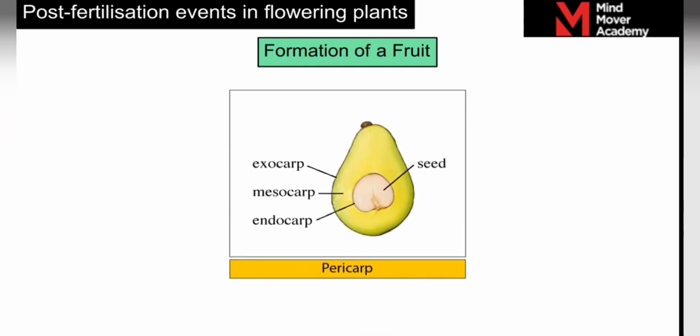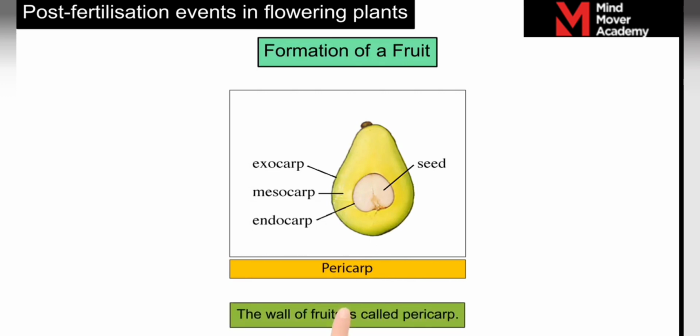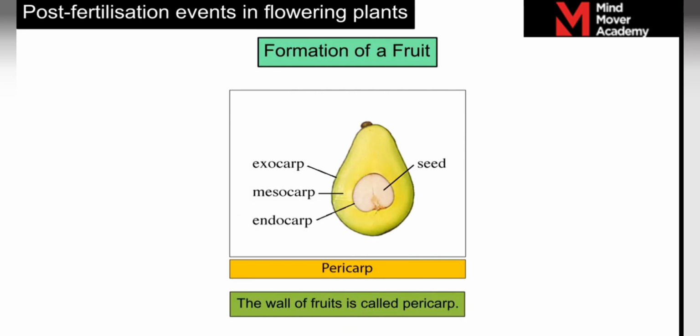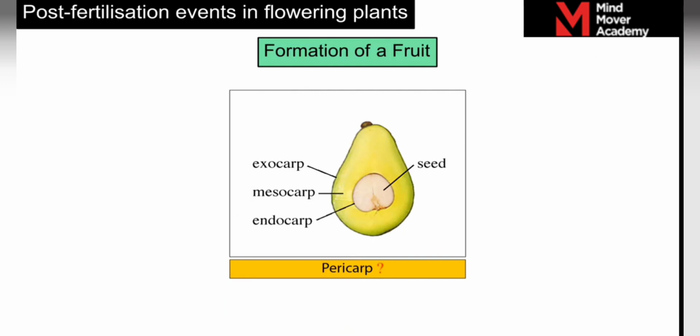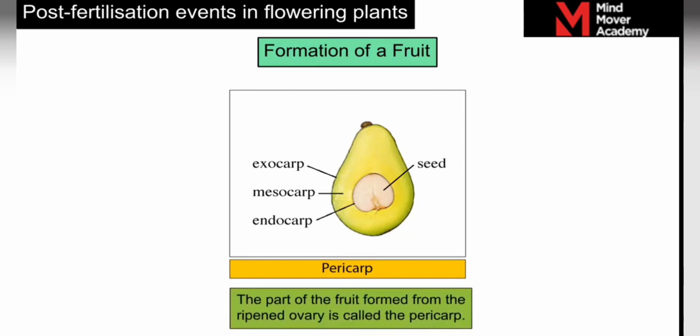These fruits are not just whorls for the seeds, but interestingly, they have whorls too. And this is known as the pericarp. So, what exactly is this pericarp? Well, the part of the fruit formed from the ripened ovary is called the pericarp.